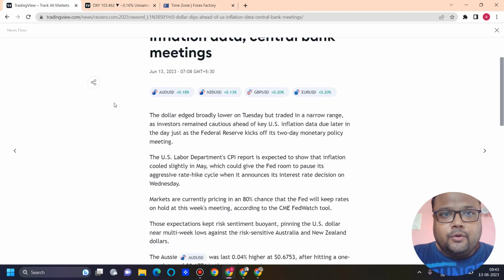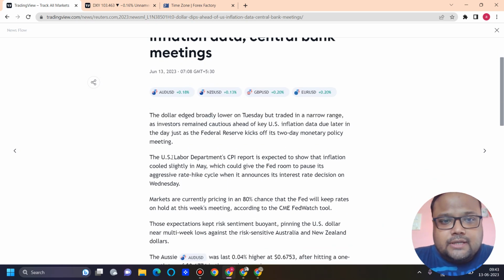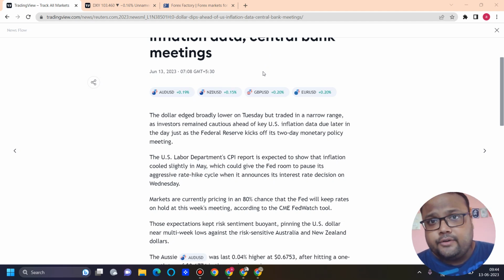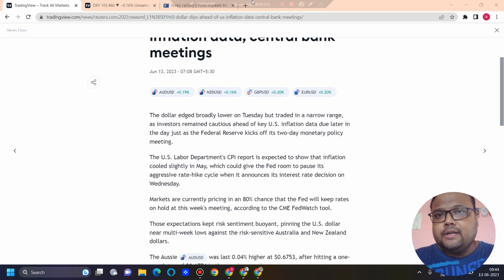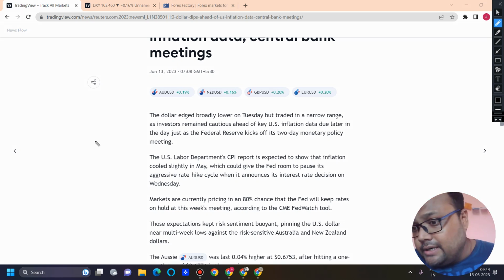And if you look at the news, you can see here: dollar dips ahead of US inflation data, central bank meetings. The US Labor Department CPI report is expected to show that inflation cooled slightly in May, which could give the Fed room to pause its aggressive rate hike cycle when it announces its interest rate decision on Wednesday. So more or less the market is expecting that the Fed will be going for a pause in the interest rate hikes.